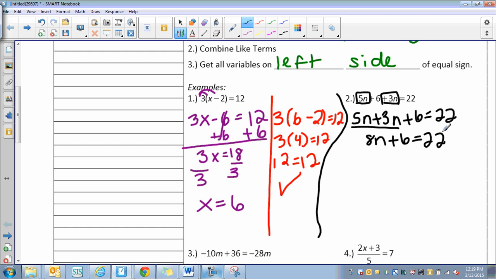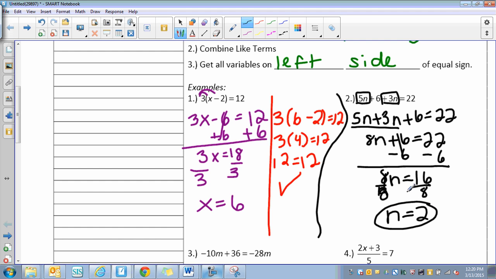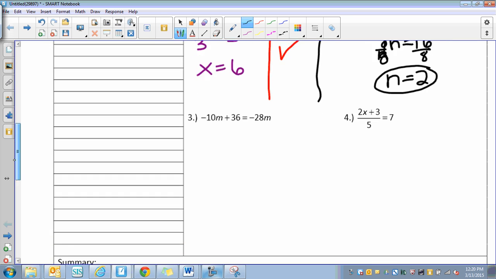And now we can solve the two-step equation. So we can subtract 6 from both sides. And we get 8n equals 16. And so when we divide by 8, we get n equals 2. And again, we can check this by plugging in 2 for everywhere we see n and seeing if we get the same answer on both sides. Now let's move on to the third equation.